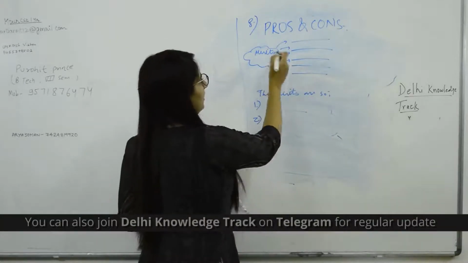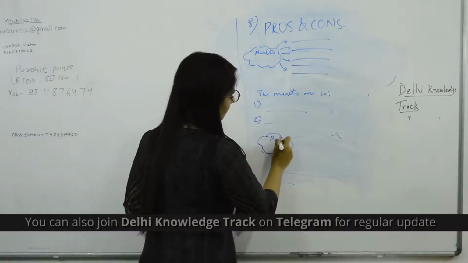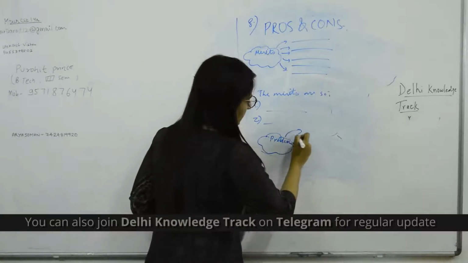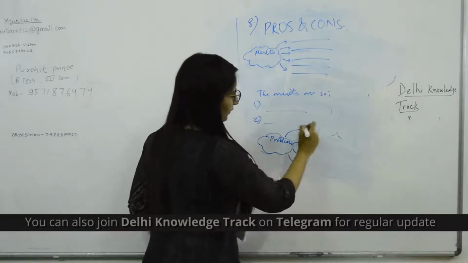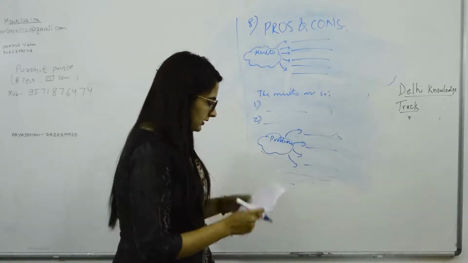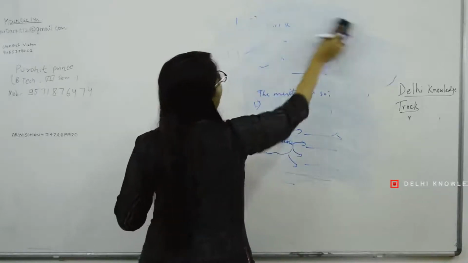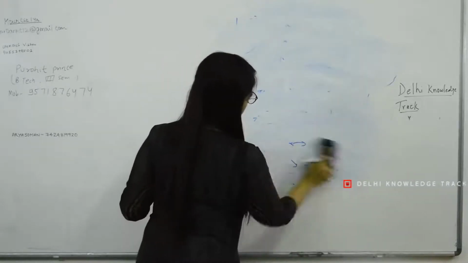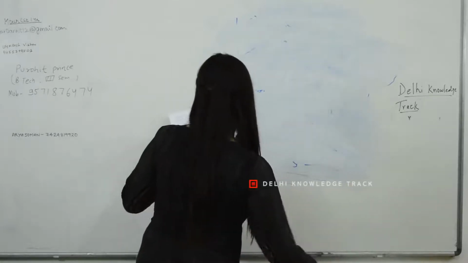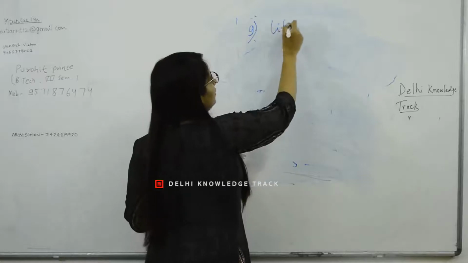Similarly for cons, you can make another one here, problems in this, or deficiencies or difficulties in this program, challenges, and then we can write 3 to 4, only the keywords. So this way we can draw the pros and cons. Then the 9th one is called the life cycle approach.